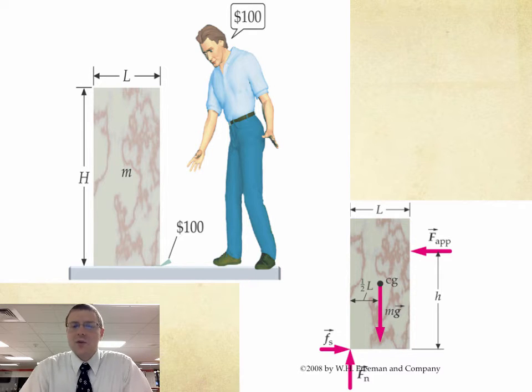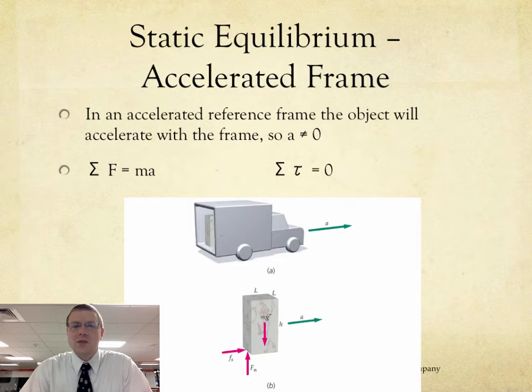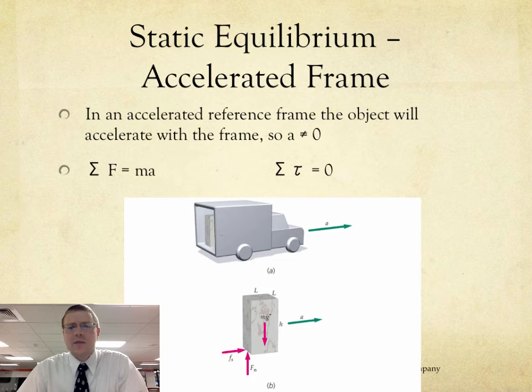But in this scenario, what we want to look at is what happens when we have static equilibrium in accelerated frames. So what that means is our first rule is going to change. The first rule always said that our sum of forces must equal 0. But in this case, the sum of forces will equal ma, but the torques will still cancel out to 0.